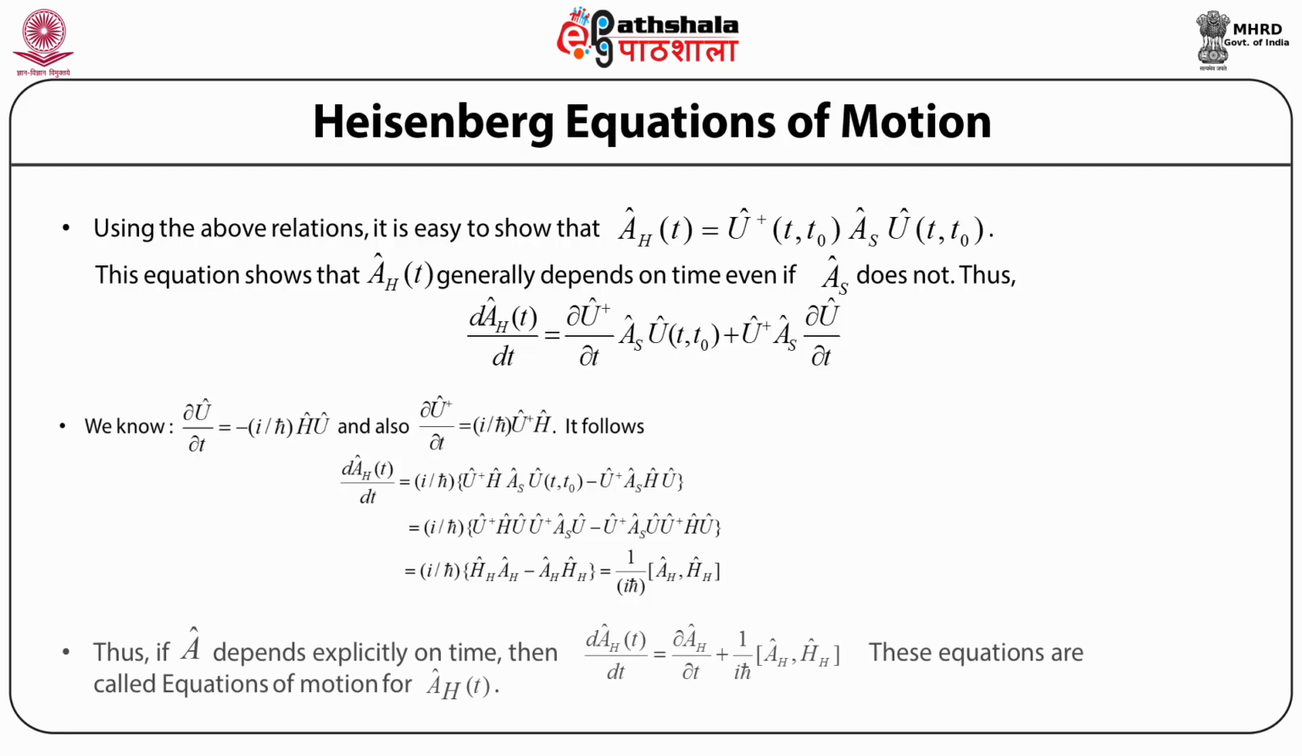Thus, if operator A depends explicitly on time, then we can write the time derivative of the operator A_H(t) as the partial derivative with respect to time of operator A_H plus 1 upon i h-bar times the commutation relation of operator A_H with the Hamiltonian operator H_H in the Heisenberg picture. These equations are called equations of motion for the operator A_H(t).